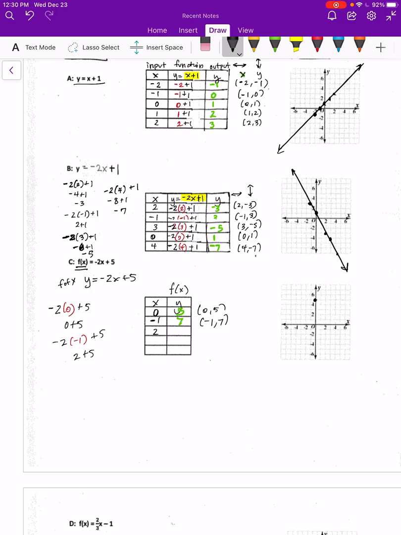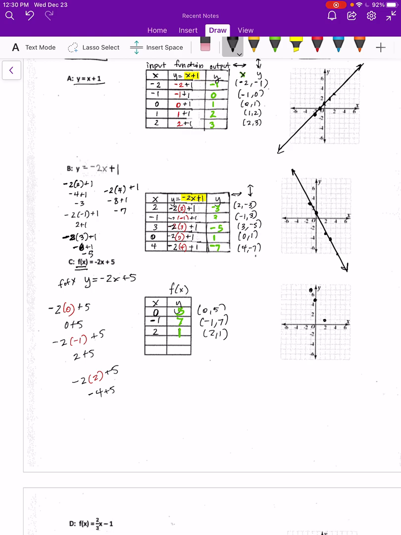So -1, 7 all the way up here. And last but not least, I'm going to plug in 2. So you have -2 times 2 plus 5. -2 times 2 is -4. -4 plus 5 is 1. So then my last point is 2, 1. Let's make sure it lines up and makes a line. It does. So I pick up my straight edge and I play connect the dots.